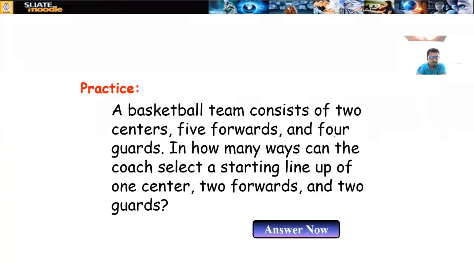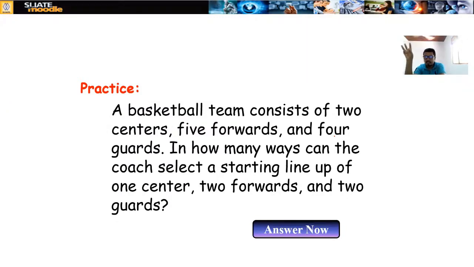A basketball team consists of 2 centers, 5 forwards, and 4 guards. That means the squad consists of that. Like in a cricket match squad, where they give details of how many bowlers, batsmen and all-rounders, the basketball team's squad details are given. It consists of 2 centers, 5 forwards, and 4 guards. That is how their squad has been formed.